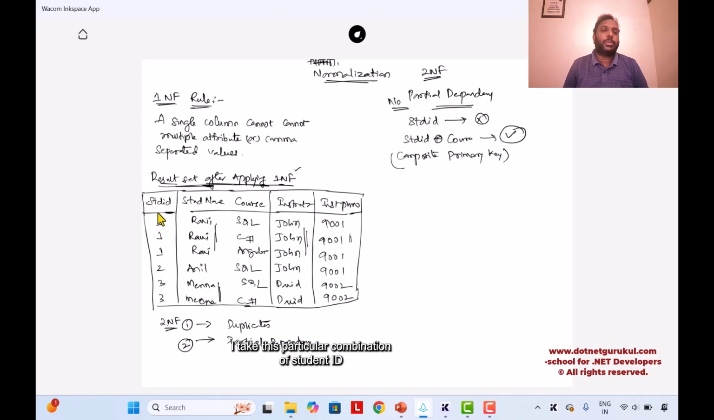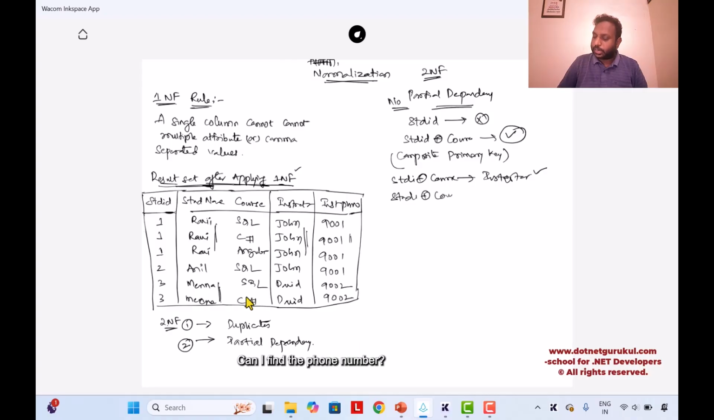I will take this combination of student ID and course. Student ID is one and the course is SQL, one and C sharp, one and Angular, two and SQL, three and SQL, three and C sharp. Is there any duplicate? No. Each of these primary keys is represented with a unique value, which is nothing but a composite primary key. With respect to this student ID and course, can I find the instructor? Why not? Yes, I can find the instructor. With respect to this student ID and this course, can I find the instructor phone number? Yes, I can find it.